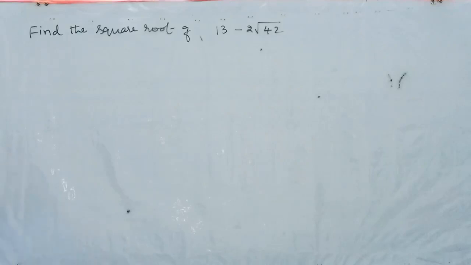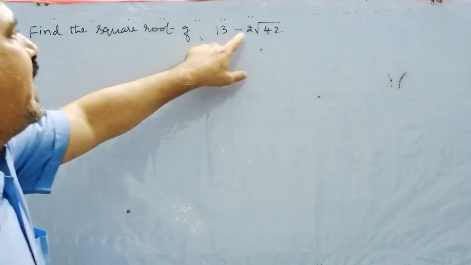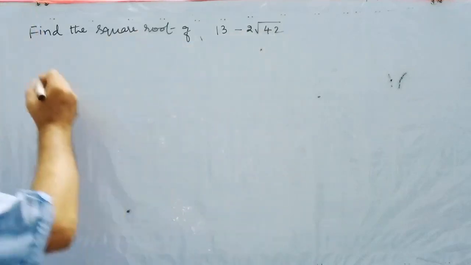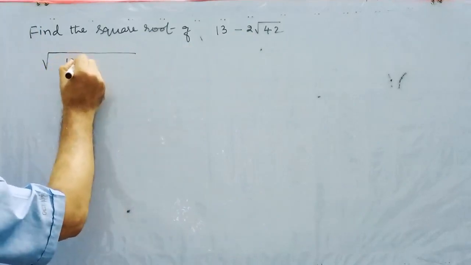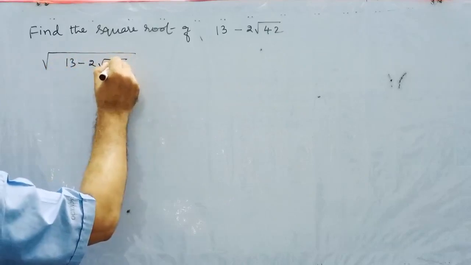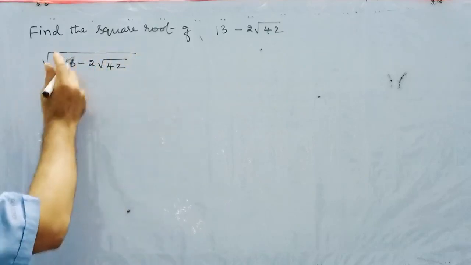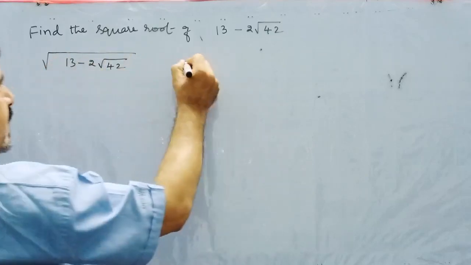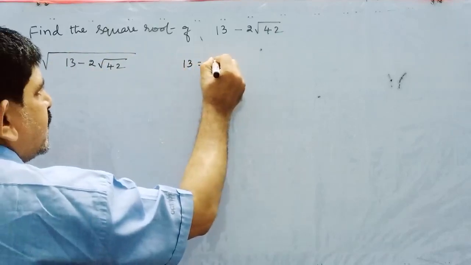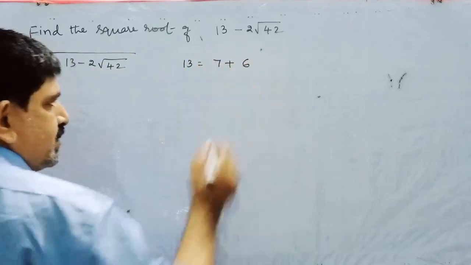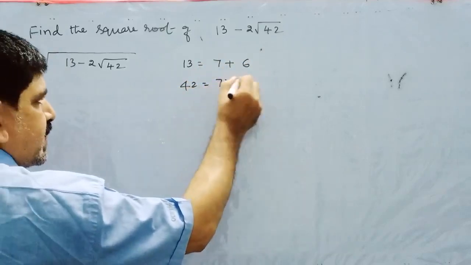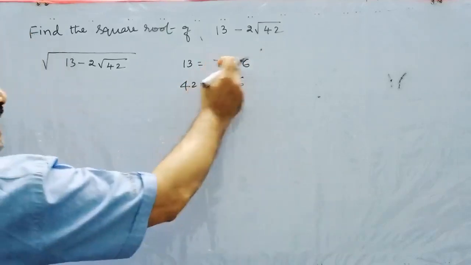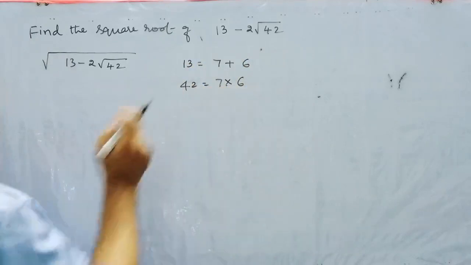Okay, next question. Find the square root of 13 minus 2 root 42. Square root of 13 minus 2 root 42. Now I am writing 13 as 7 plus 6 and 42 as 7 into 6. Okay, 7 plus 6 is 13, 7 into 6 is 42.